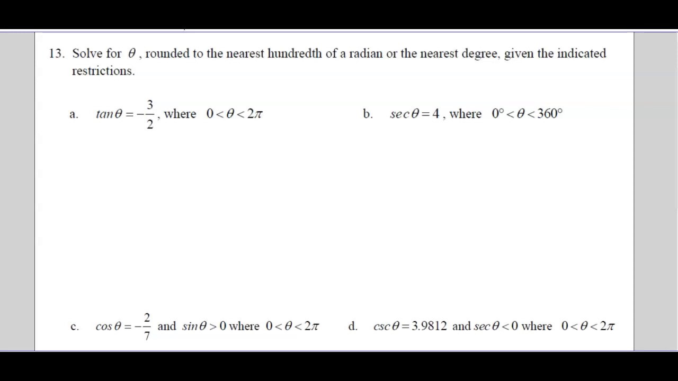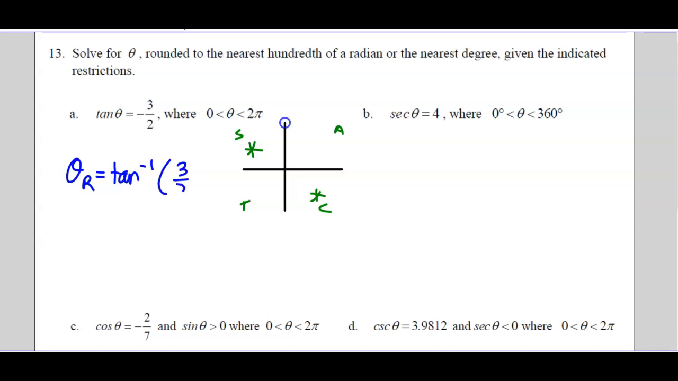Okay, so tan theta equals negative 3 over 2. So then I think, okay, where is tan negative? All Students Take Calculus. So tan is negative here and here. Okay. So then we're dealing in radians, so I'm going to think about the reference. Theta reference will be the inverse tan of positive 3 over 2.